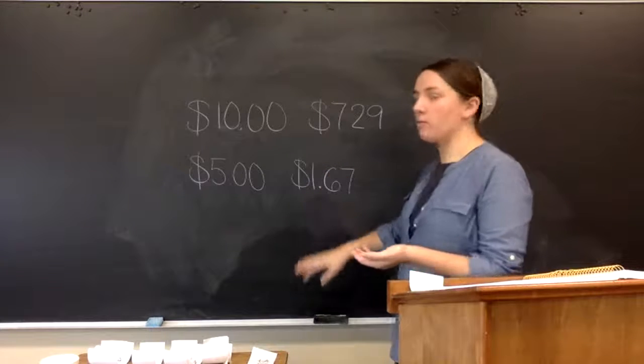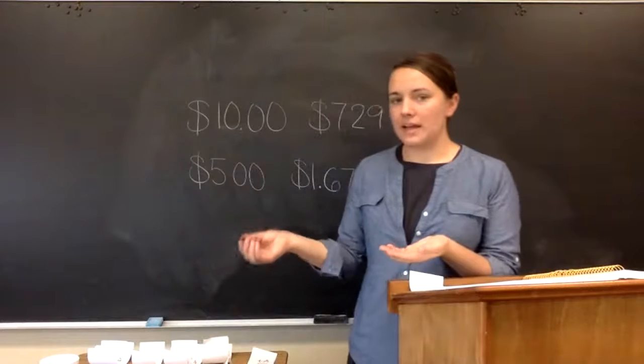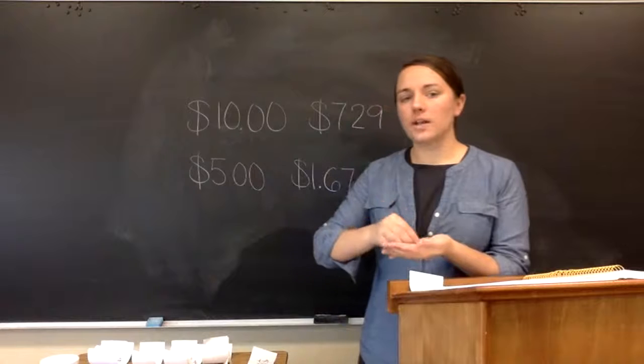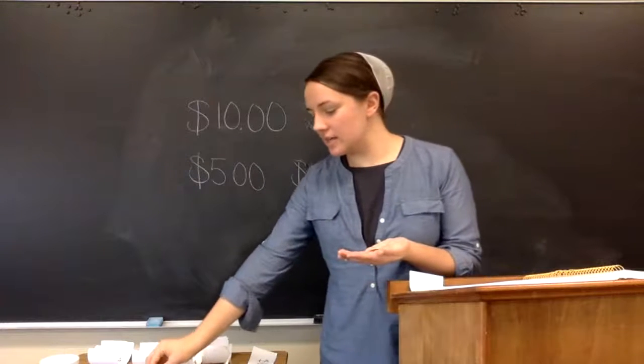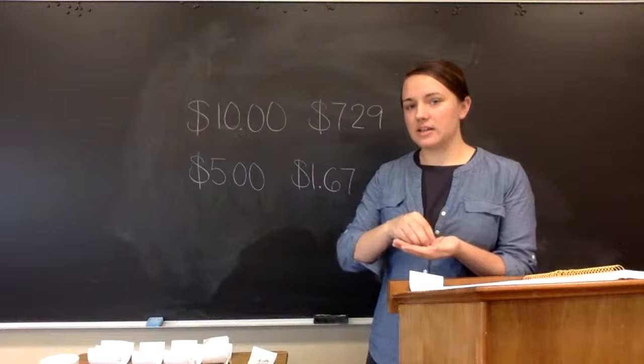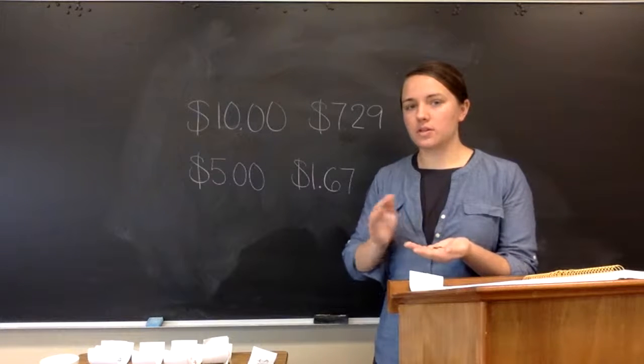So first of all, we have $1.67. We can use a penny, $1.68. Another penny, $1.69. Another penny, $1.70. Now, what do we want to use next? We're supposed to go smallest to largest.